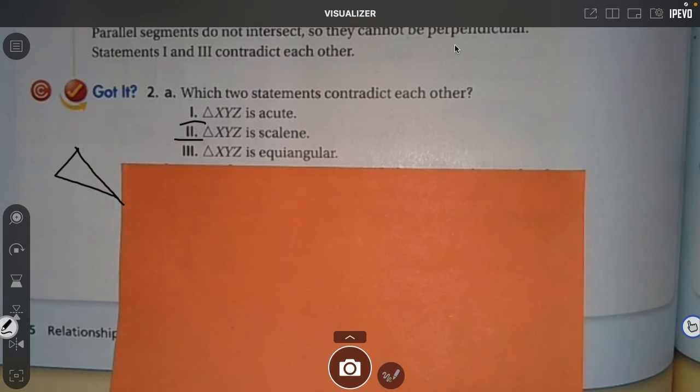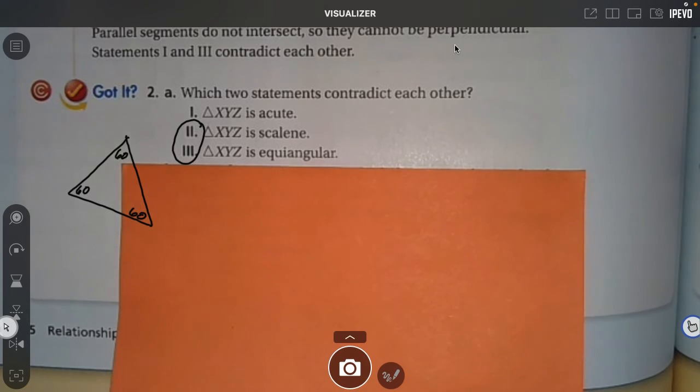So both of those can happen at the same time. But a triangle that has equal angles, they're all acute, but they would be 60, 60, 60. Guess what you would know about all their sides? They would all be equal. So these two things contradict each other. They cannot happen at the same time. The sides can't all be the same and all be different at the same time.